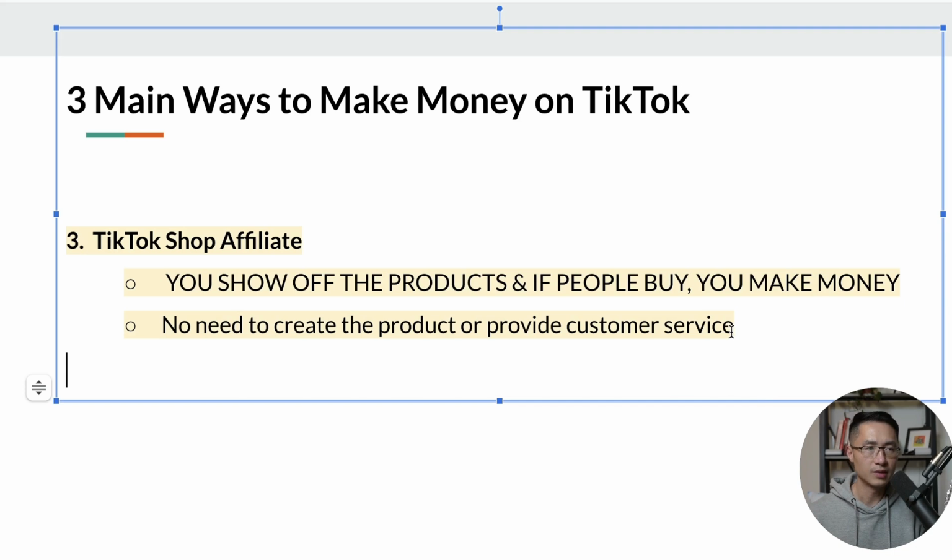So this method is more beginner friendly because you don't have much overhead, and also your investment and your risk is pretty minimal. You could also have ways to get free items or samples from suppliers or sellers. So that way you don't even need to make a financial investment. But even if you end up purchasing the products so that you can make content on them, the investment is quite low. So your risk with this method is quite low as well.